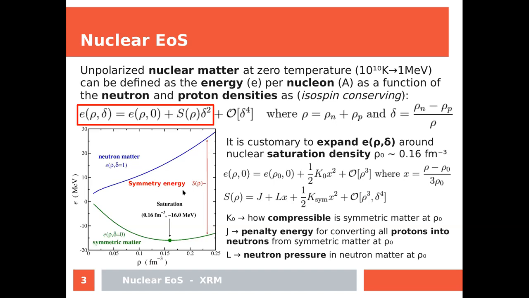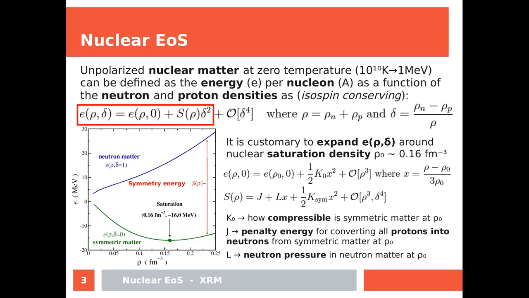Okay, then in blue, I'm plotting the equation of state. If I put delta to be one, I will be saying that I just have neutrons, so I call that the neutron matter equation of state. And the difference between these two, you can easily understand from this formula, is just what we call the symmetry energy. As I was saying, it is customary to expand this equation of state around saturation density, because this is the density at which nuclei like to stay, more or less.